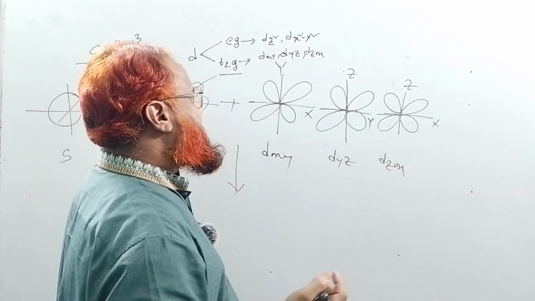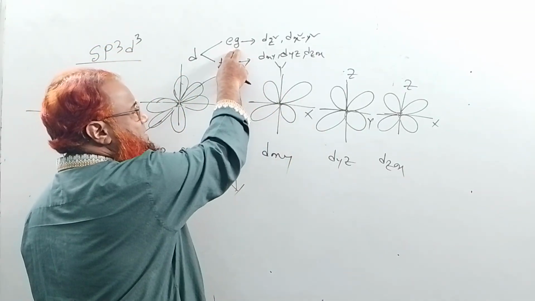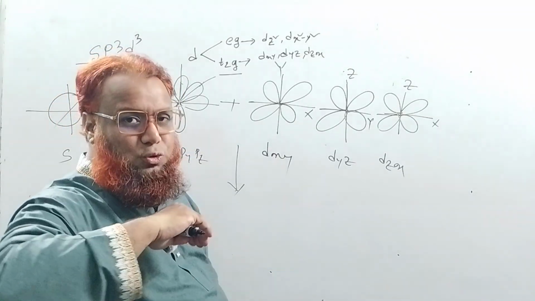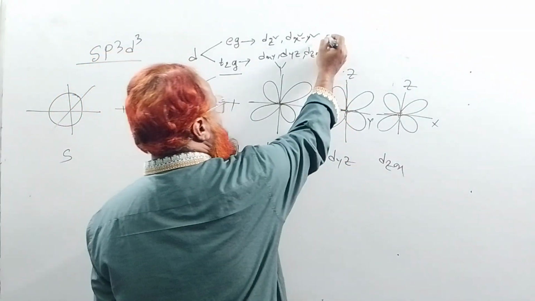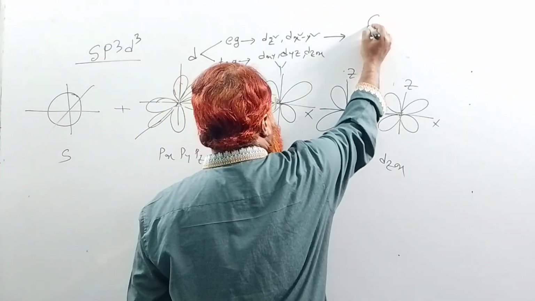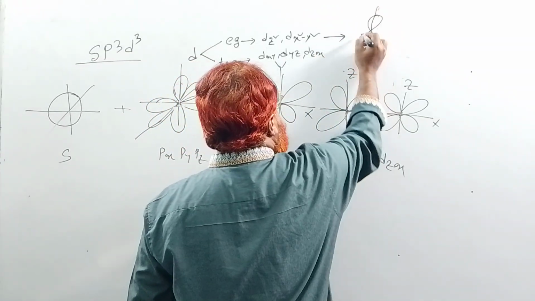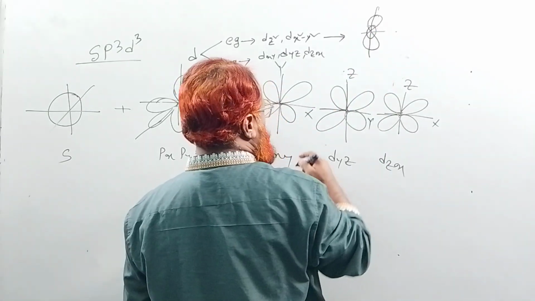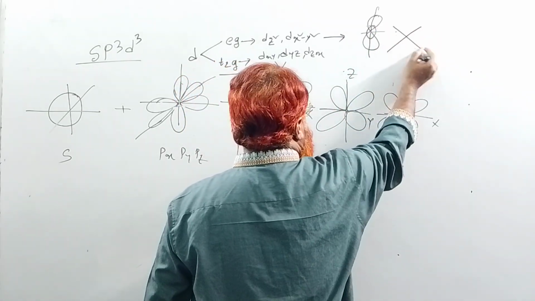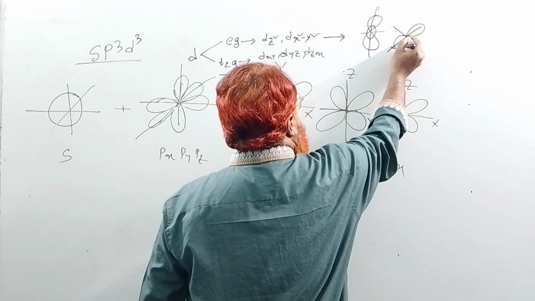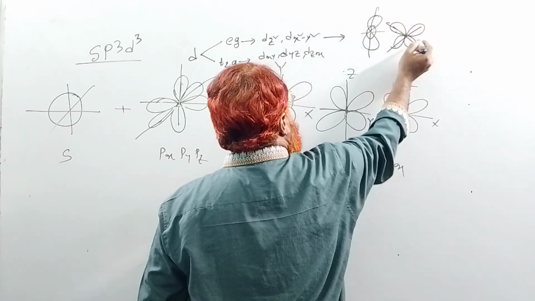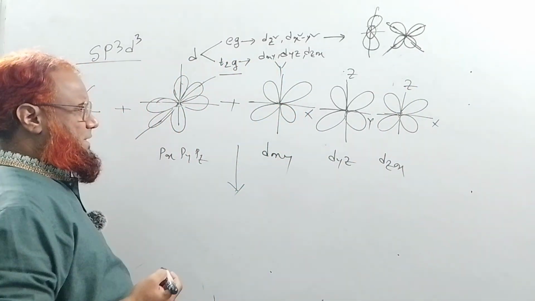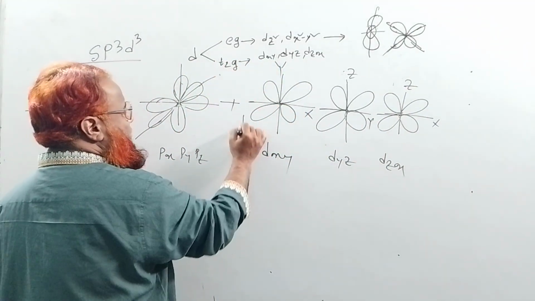The main property of these two sets of orbitals is their lobes. Lobes will be present in the case of EG set orbitals along the axis, that means through the axis. For example, dz square we have drawn like this structure along the axis, and also dx square minus y square along the x and y axes. Okay, these are the EG set orbitals.